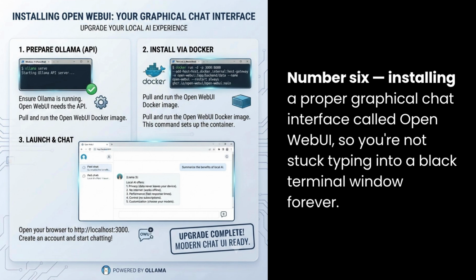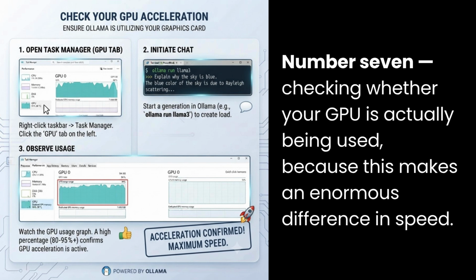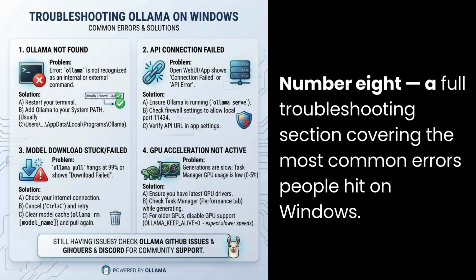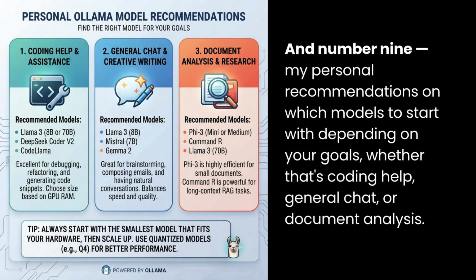Number 6. Installing a proper graphical chat interface called Open WebUI, so you're not stuck typing into a black terminal window forever. Number 7. Checking whether your GPU is actually being used, because this makes an enormous difference in speed. Number 8. A full troubleshooting section covering the most common errors people hit on Windows. And number 9. My personal recommendations on which models to start with, depending on your goals, whether that's coding help, general chat, or document analysis. That's a lot of ground, so let's not waste any more time.